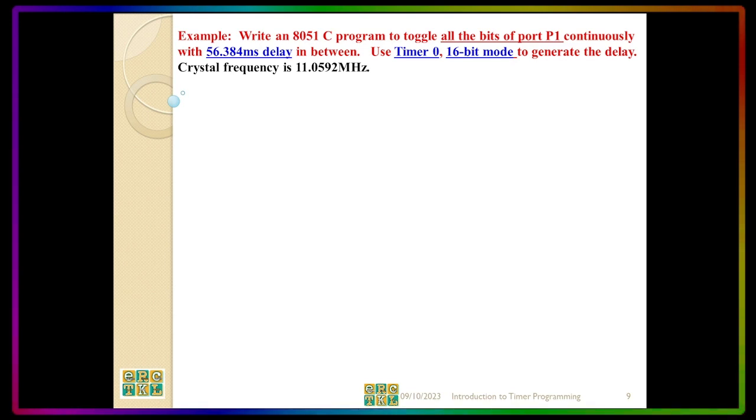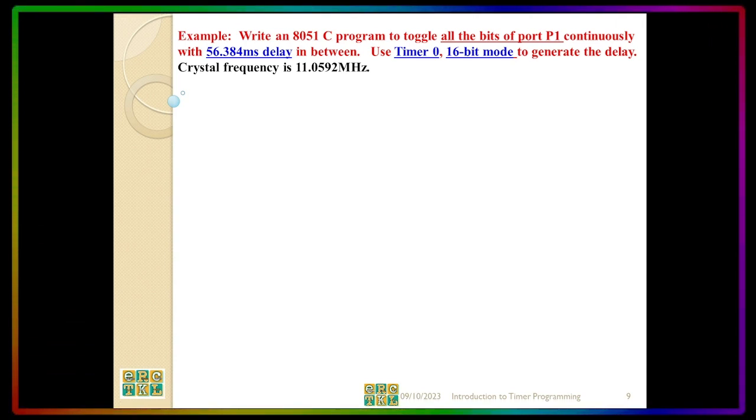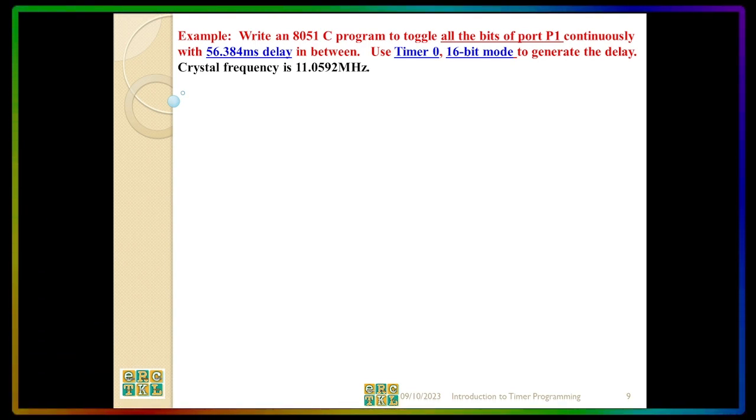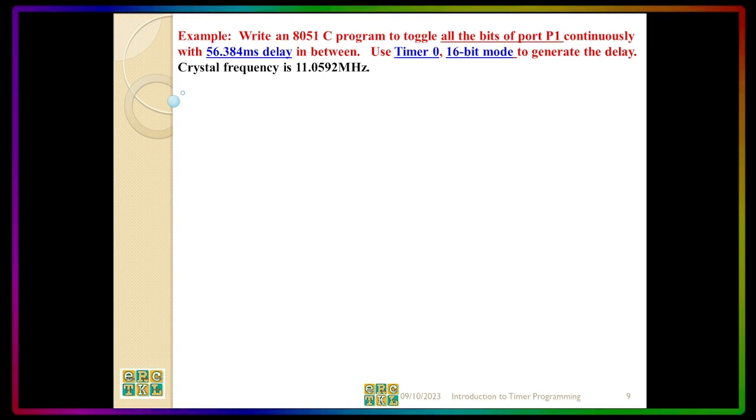So this means that port P1, which has 8 bits starting from P1.0 up to P1.7, will have all 8 bits toggled continuously, just like in the previous examples. So if P1 contains 5 hex, it will become AA hex. By the way, 5 hex means 0101 0101, and to make it toggled, it must become 1010 1010 in binary. So in hex, it will be AA.